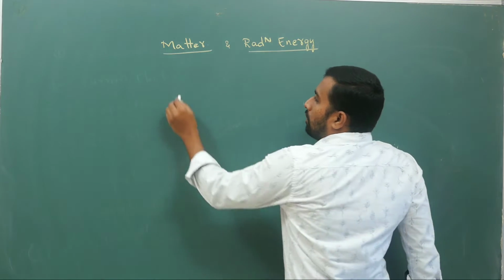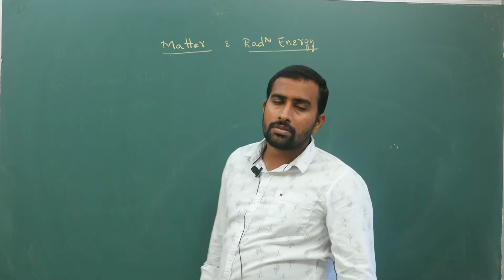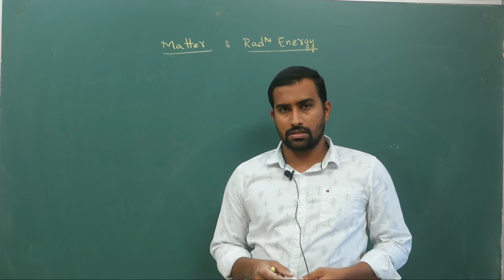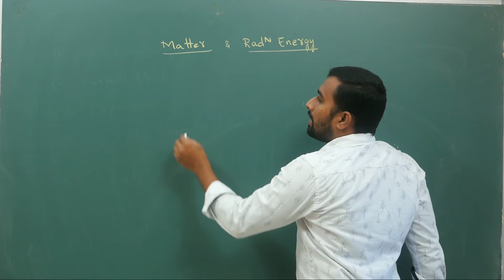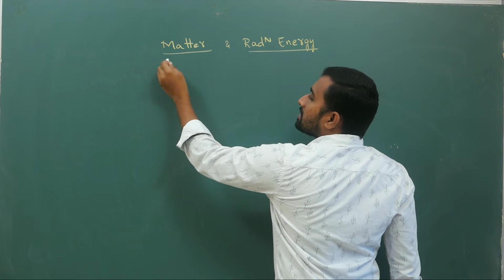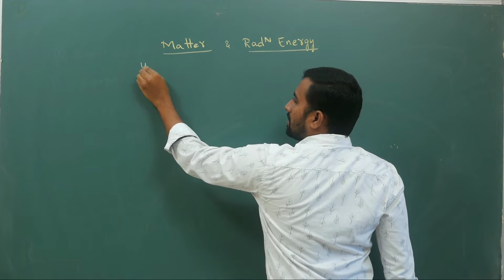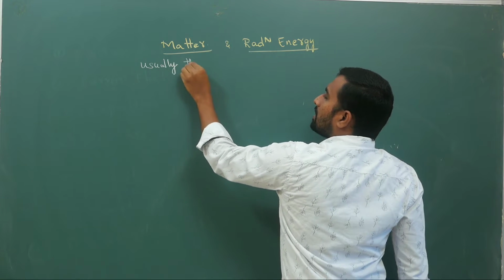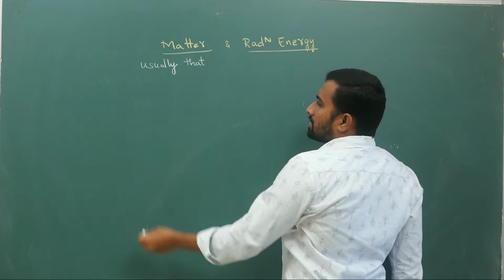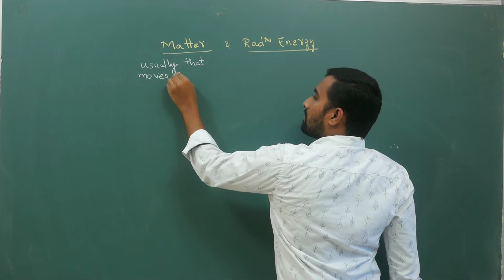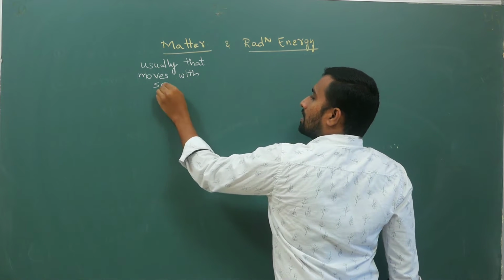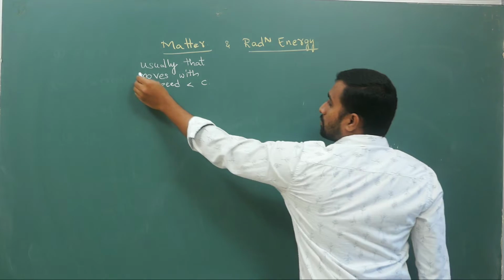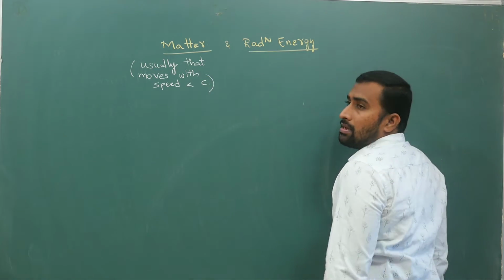Now what can you call a matter particle? A matter particle is a substance which has mass. It occupies some volume. What you usually call a matter particle is a particle that occupies some amount of space and usually moves with speed less than the speed of light, that is 3 times 10 to the power 8 meters per second. Anything that moves with speed less than the speed of light, you can call a matter particle.